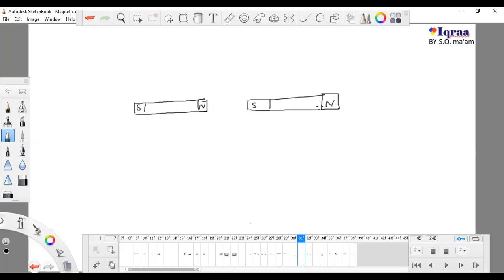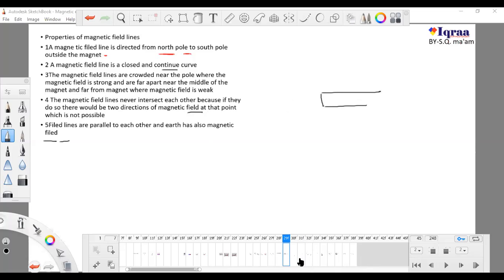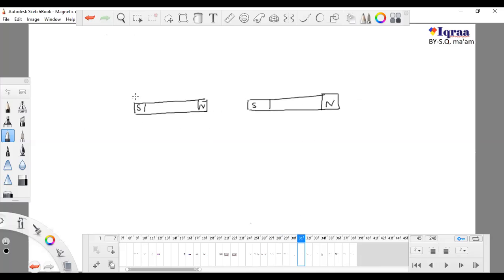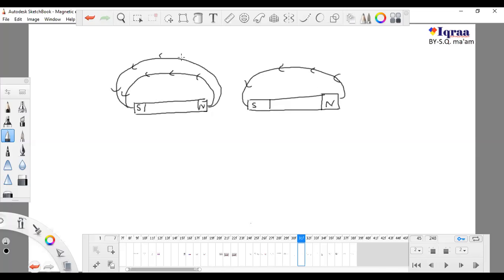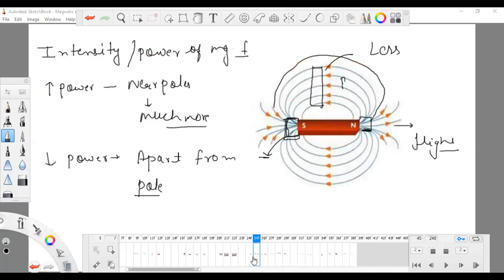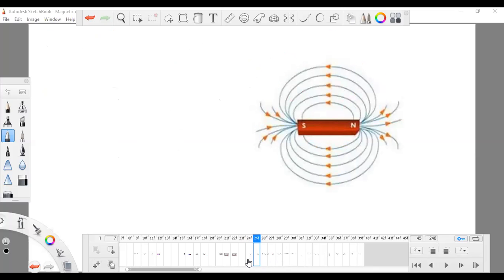So these are two magnets, okay? And what we studied is that these two magnets have their separate magnetic fields. These are separate magnetic fields. We studied that each magnet has its own separate magnetic field.